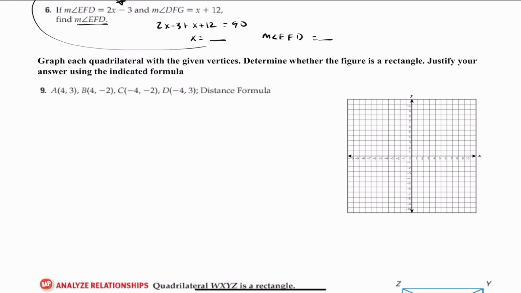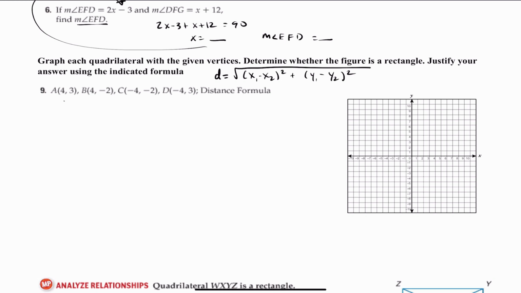We have to deal with this: graph each quadrilateral with the given vertices, determine whether the figure is a rectangle. Justify your answer using the indicated formula. We're going to be using strictly the distance formula, which is d equals the square root of x sub 1 minus x sub 2, the quantity squared, plus y sub 1 minus y sub 2, the quantity squared. And let's go ahead and plot the points.